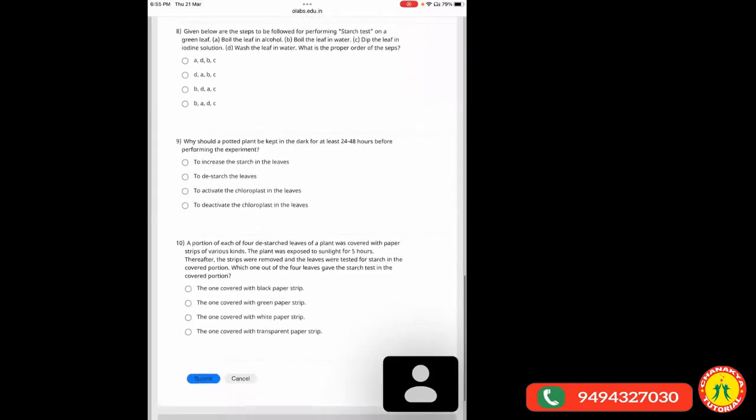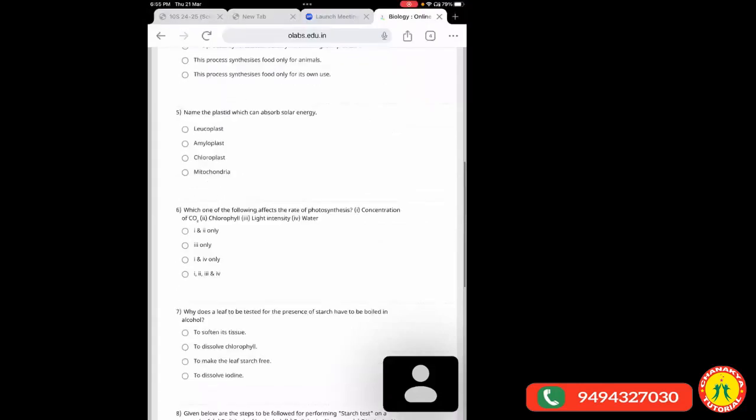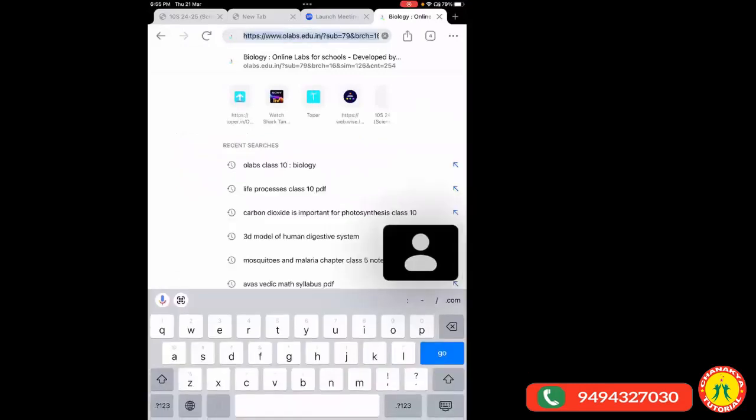Okay, question number 9. Why should a potted plant be kept in the dark for at least 24 to 48 hours before performing the experiment? To de-starch the leaf. Fine.